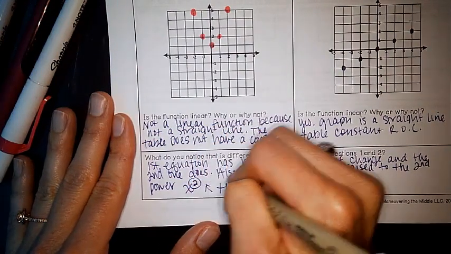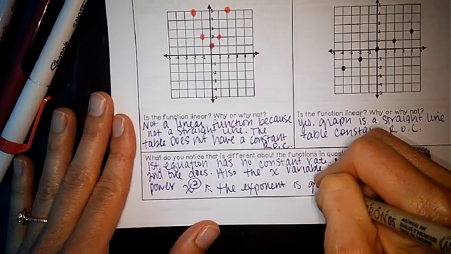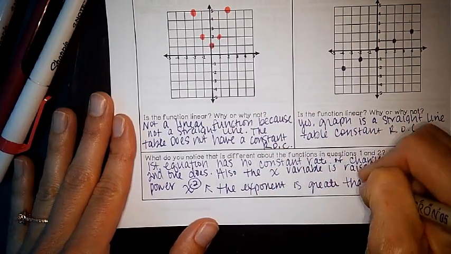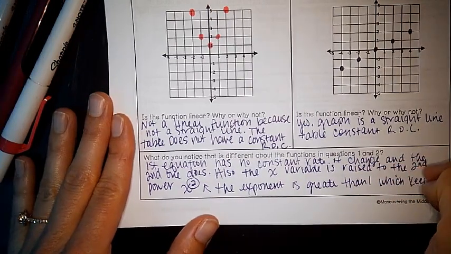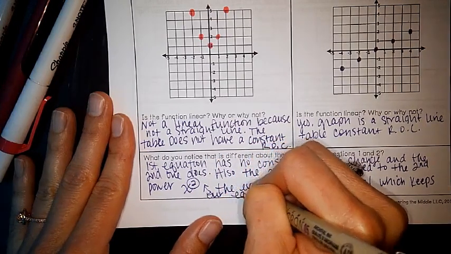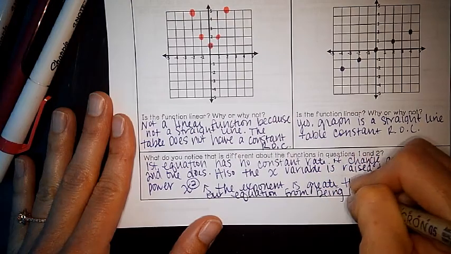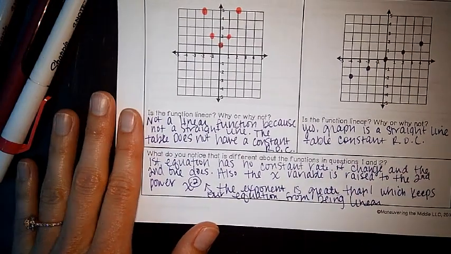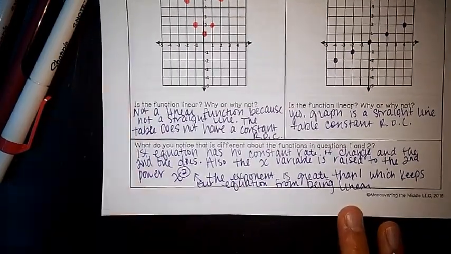The exponent is greater than 1, which keeps our equation from being linear. Anybody know what kind of equation that is? It is nonlinear, but do y'all know the math term for it?